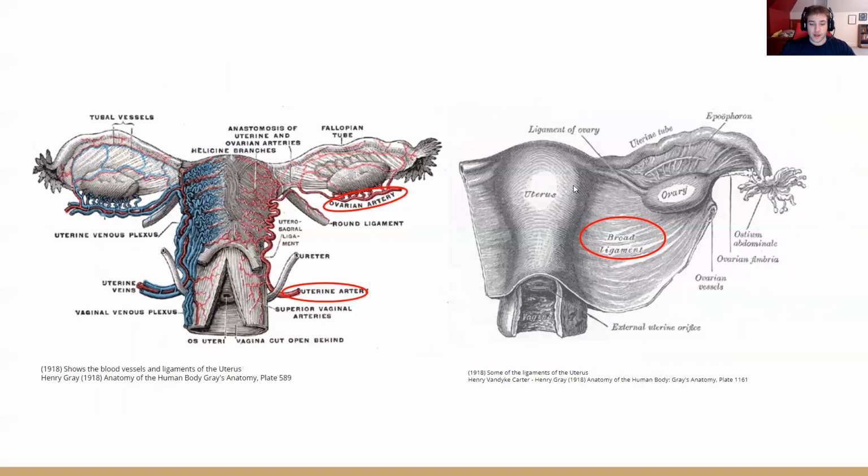As shown here, this diagram shows two figures. On the left, we can see the arteries that provide oxygenated blood to the uterus and the veins that carry deoxygenated blood back to the heart. The two arteries that carry oxygenated blood to the uterus are called the ovarian artery here, where it supplies blood to the ovaries, and the uterine artery, where blood is supplied to the uterus, as shown here.